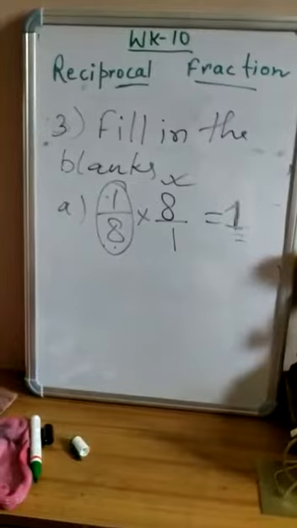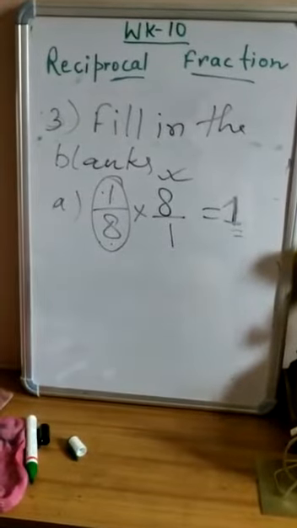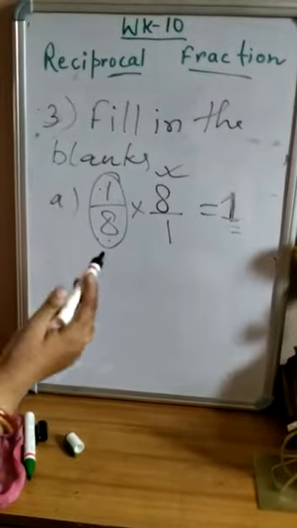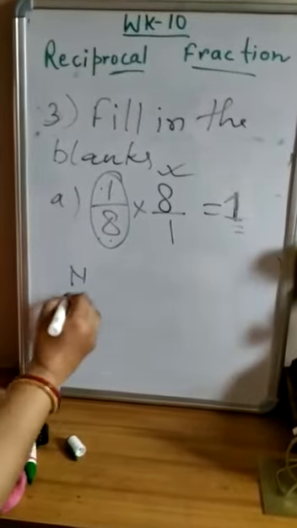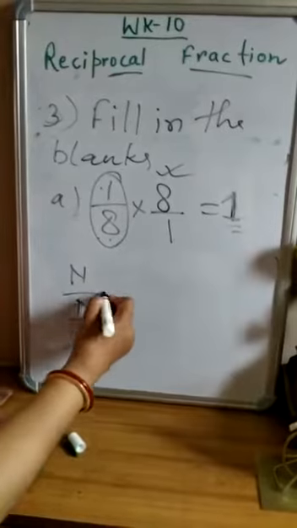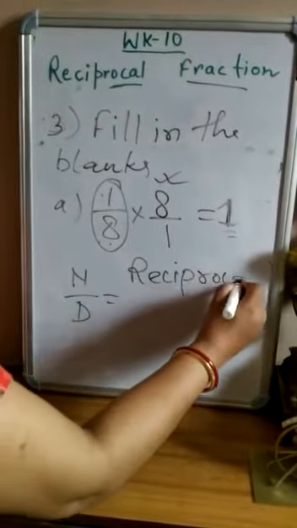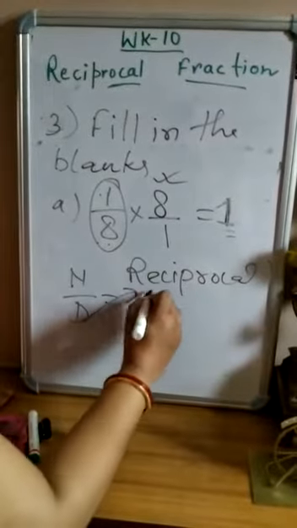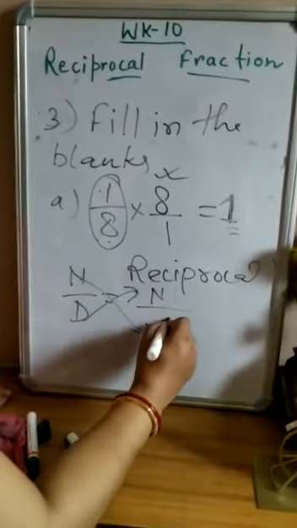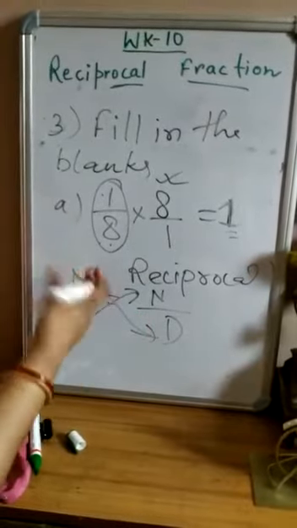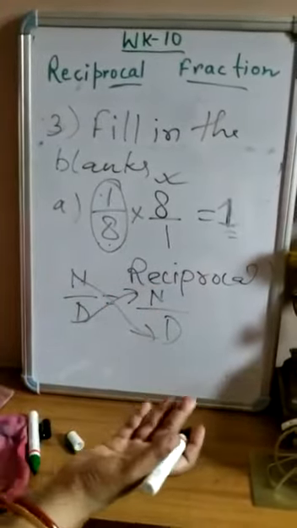So all these things you have to remember: what is the reciprocal? How will we get the reciprocal? We interchange the position of the numerator and denominator. If we want to get the reciprocal of a fraction, the denominator will become the numerator and the numerator will become the denominator. We interchange the position of the terms, then we get the reciprocal of the fraction.